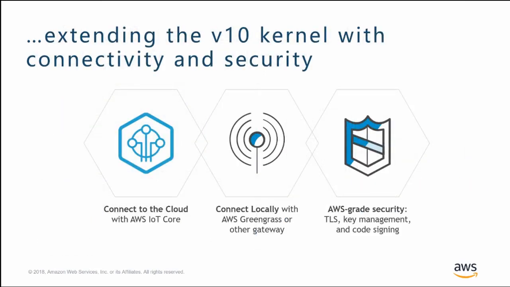So I'll talk a little bit about how we extended the FreeRTOS kernel. We added connectivity specifically to AWS IoT Core and much of the functionality offered there, such as device shadows. We also offer the ability to connect locally to AWS Greengrass or other gateway. And we built this all on a bed of AWS-grade security, including TLS for a secure connection, key management on the device, and code signing for over-the-air updates.